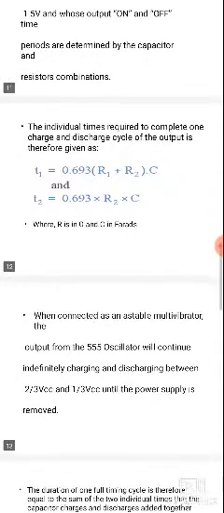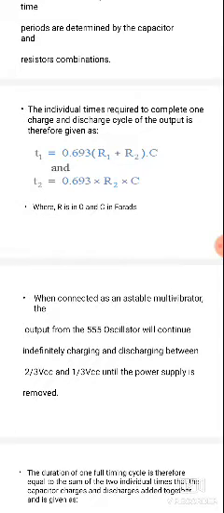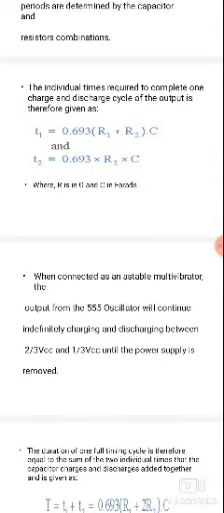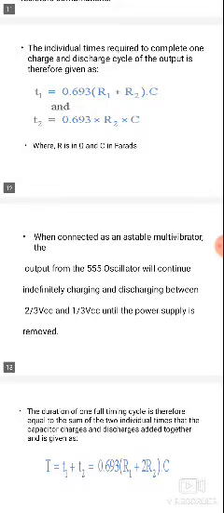Next, the individual times required to complete one charge and discharge cycle of the output are given as follows. First, T1, the charging time: T1 equals 0.693 times (R1 plus R2) times C. Next, discharging time T2: the capacitor discharges through resistor R2 only, so T2 equals 0.693 times R2 times C.